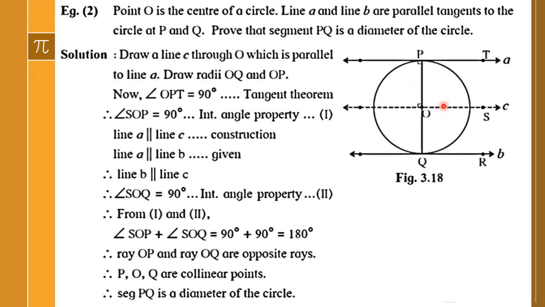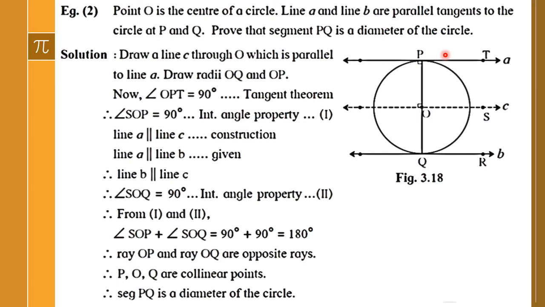Now why is SOP 90 degrees? The line drawn in the middle is parallel to line A. So by the interior angle property, when you have two parallel lines, the interior angles are supplementary. That means their sum is 180 degrees. So here the first angle is 90 degrees, that means the next is 180 minus 90, again 90 degrees. So both these angles measure 90 degrees.